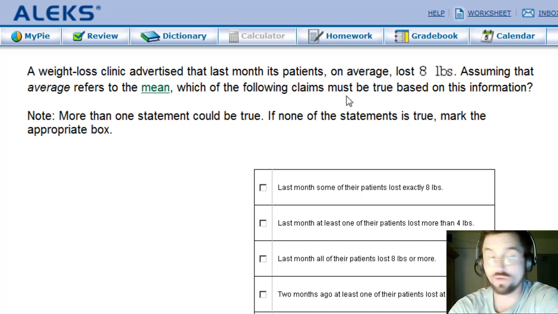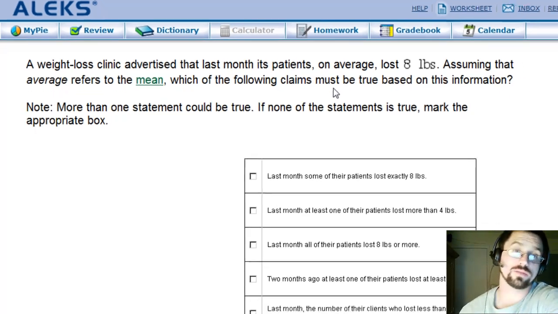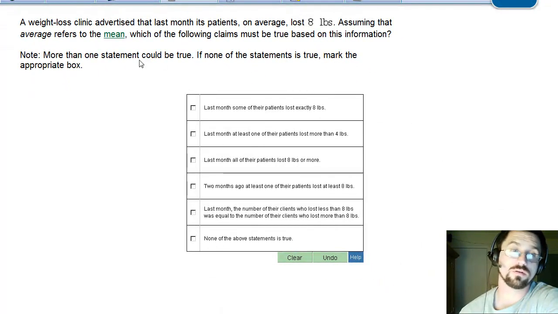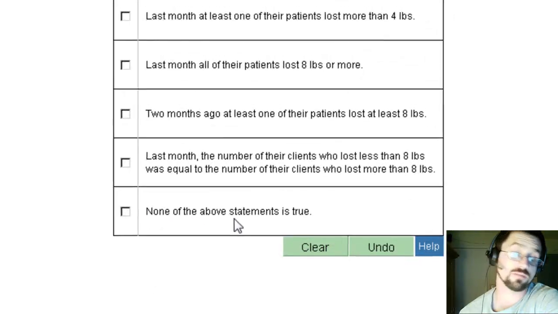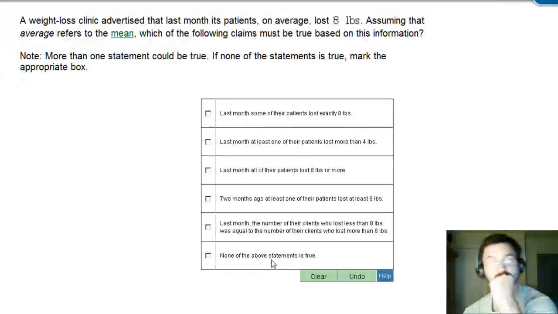Not could be true, could possibly be true, or even likely be true, but must be true. More than one statement could be true. If none of the statements is true, mark the appropriate box, and that's the box down at the bottom that says none of the above statements is true. So here we go.